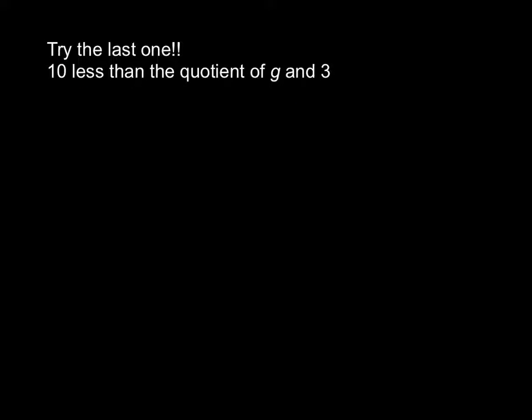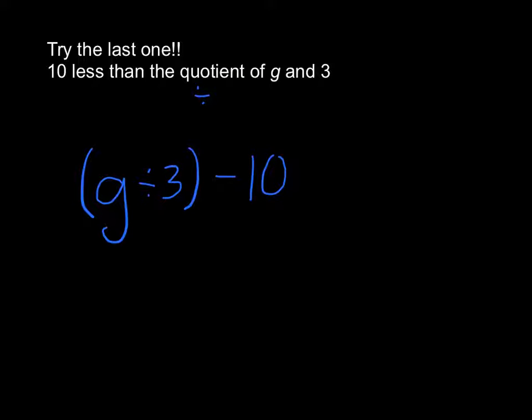Okay, this is the last one. Go ahead and try it by yourself. Now, notice on this one that like when we had 13 less than p, p came first, and then 13 came at the end. This one's 10 less than the quotient of g and 3. So a little hint, 10 is going to come at the end of your expression. Okay, so let's check your work and be done with this lesson for today. Quotient means division. So I have the quotient of g divided by 3, subtract 10. And that is how you write an algebraic expression based on a word expression.